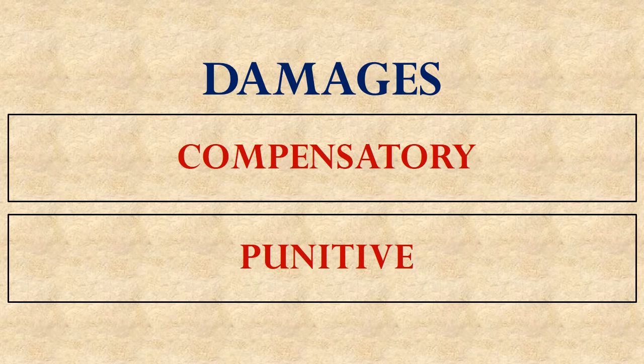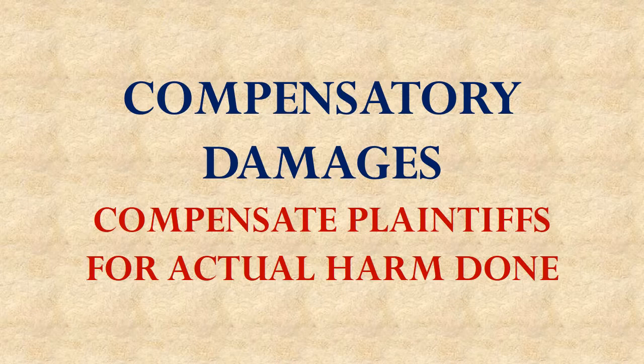There are actually two kinds of damages that are sought in a civil lawsuit. One kind is called compensatory. The other is called punitive. Compensatory damages are where the plaintiffs are asking to be compensated for whatever harm was done to them.